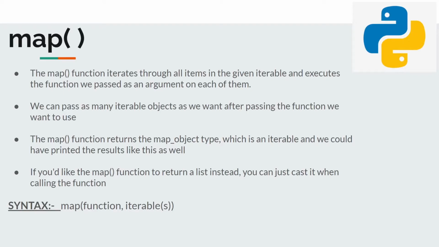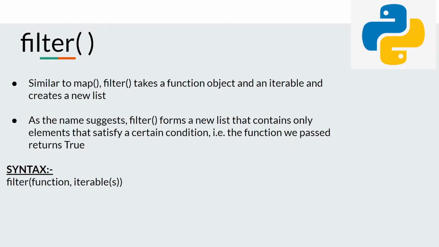Next we are going to look into what a filter function is. The filter function is similar to the map function. Filter takes a function object and an iterable and creates a new list. Here also you can use the traditional method of a for loop to get the following output, or else you can use a list to get the output.